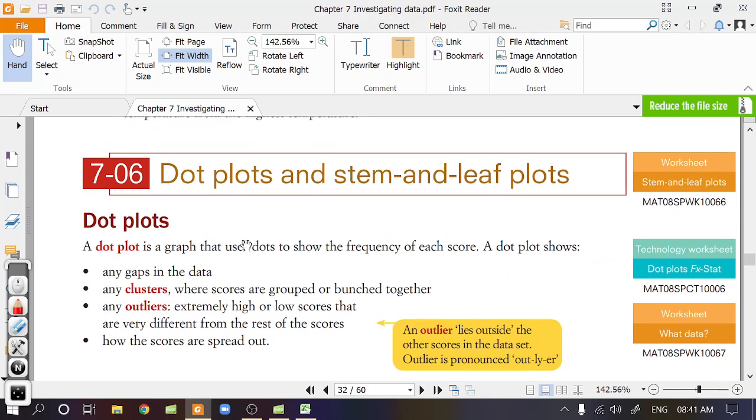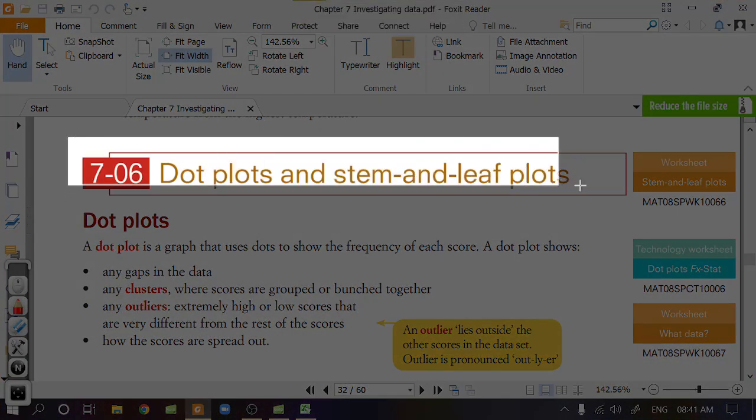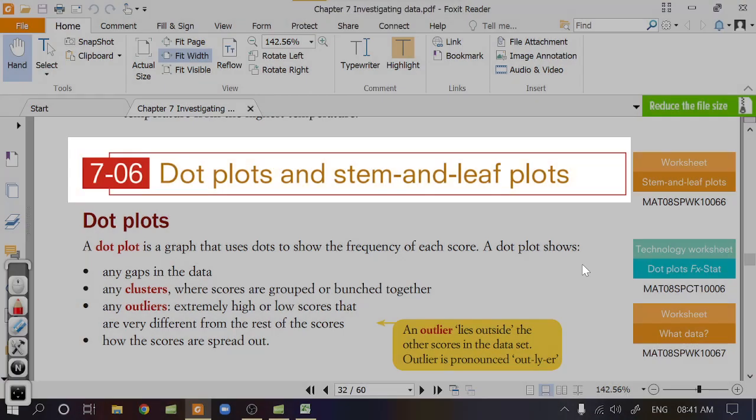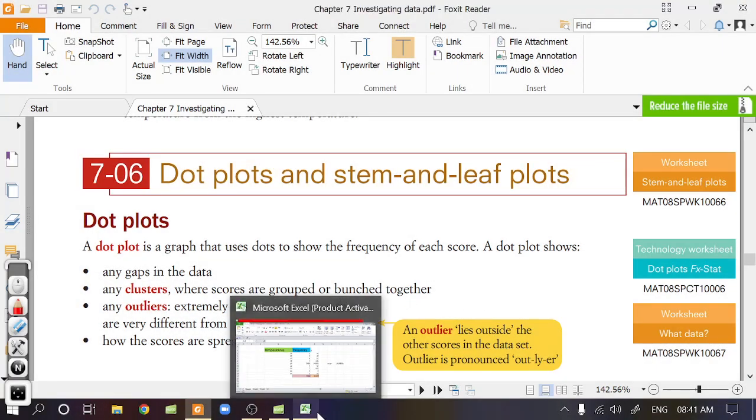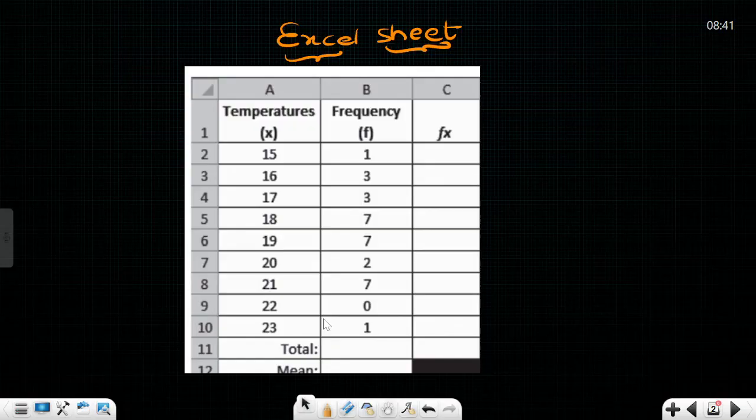Okay, now let's go to 706, that is dot plots and stem and leaf plots.